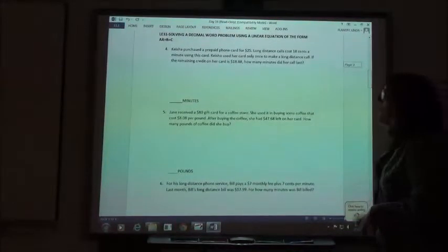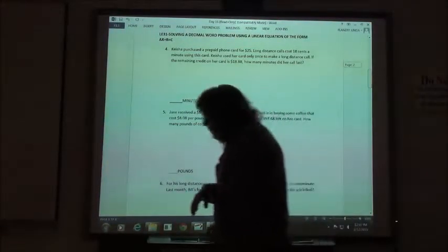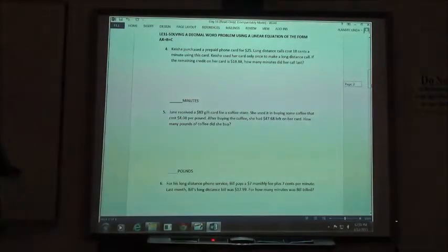Let's look at the next word problems. We're going to have a decimal word problem. Going to have some decimals in there, so a lot of times dealing with money. Keisha purchased a prepaid phone card for $25. Long distance calls cost 18 cents a minute using this card. Keisha used her card only once to make a long distance call. If the remaining credit on her card is $18.88, how many minutes did her call last?